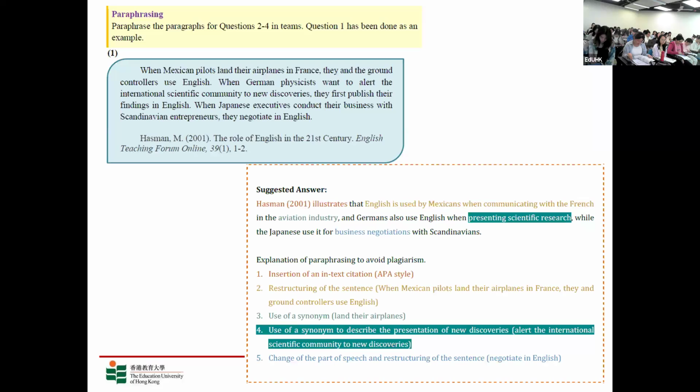And then English is used by Mexicans. Can you see that? The active voice is being changed to passive. Yeah, so as simple as that. Original is like Mexicans, and the ground controllers use English, and here English is used by Mexicans when communicating with the French. Yeah, actually, they're talking to people in France.